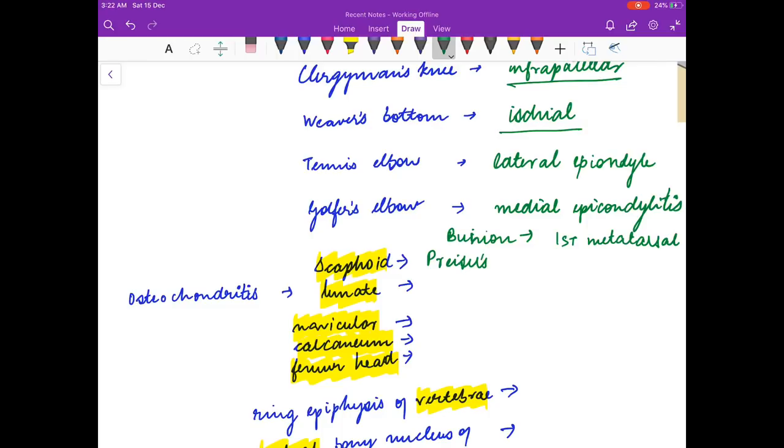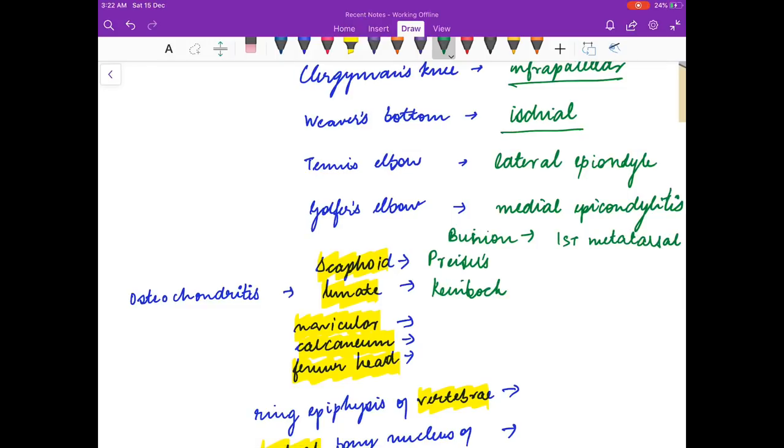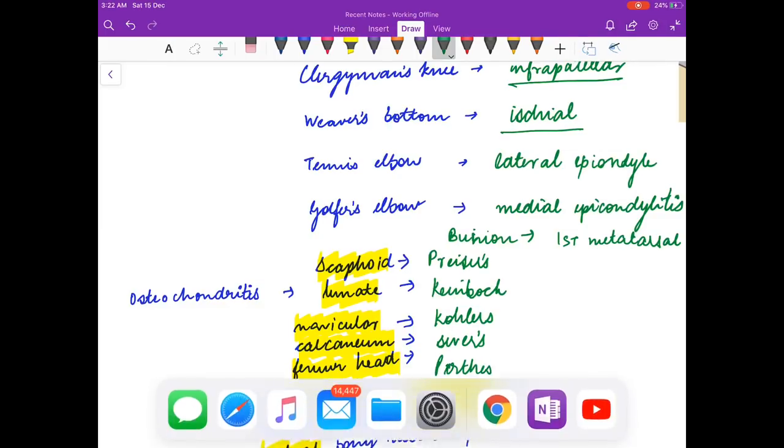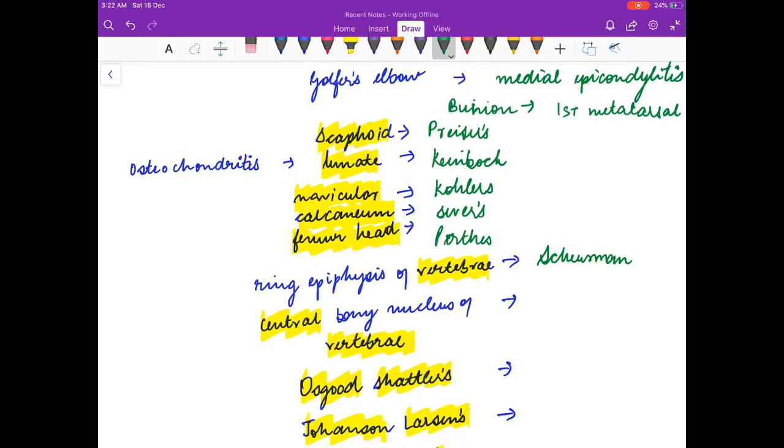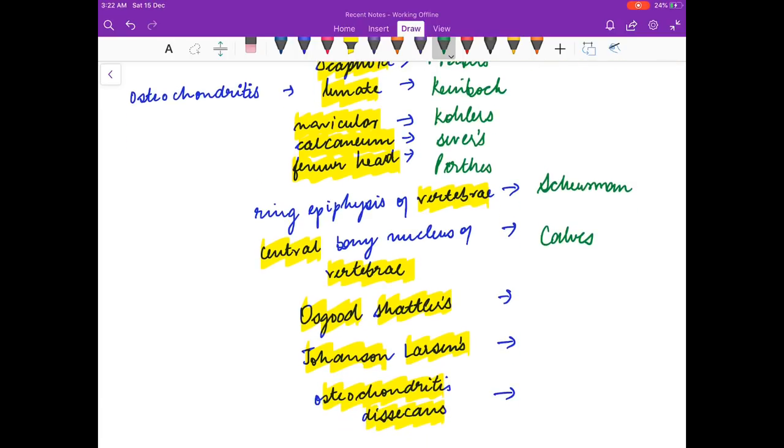Now you will tell me the names of osteochondritis. Scaphoid is Preiser's disease, lunate is Kienbock, navicular is Kohler, calcaneum is Sever's, femur head is Perthes, ring epiphysis of vertebrae is Scheuermann. Central bony nucleus of vertebrae is Calve's. Osgood-Schlatter is tibial tuberosity.